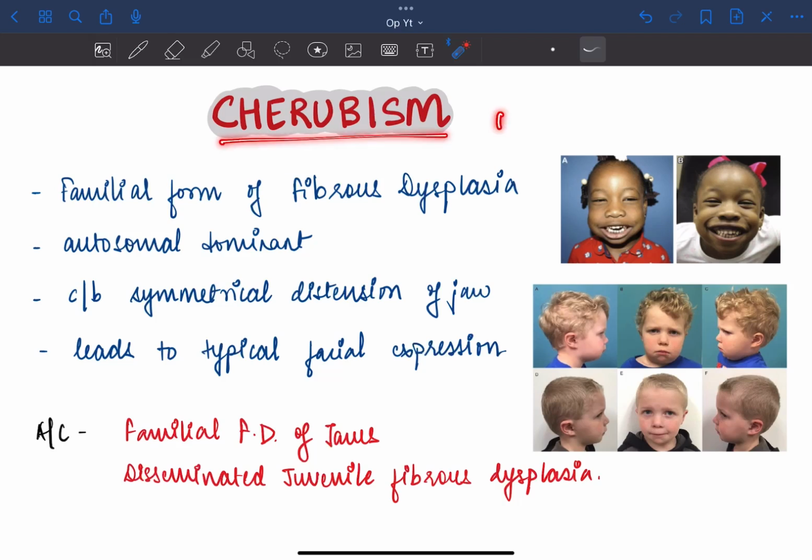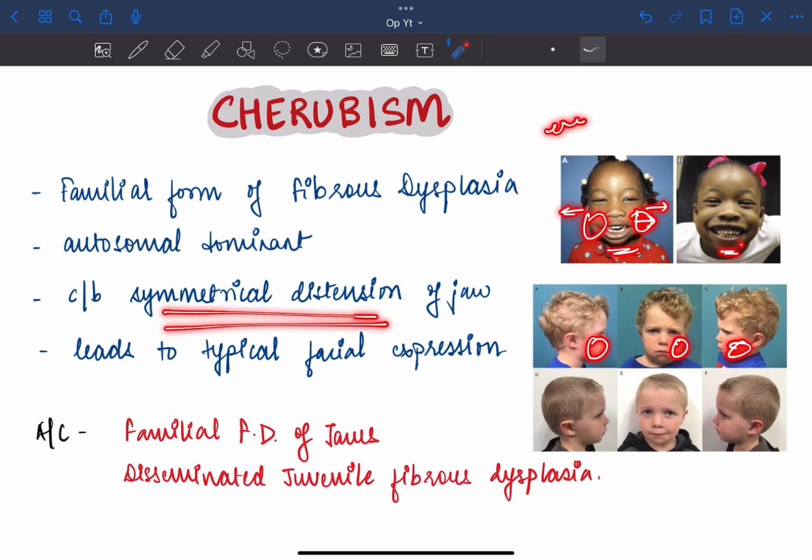So cherubism is actually, you can remember it by a cute lesion. What happens? The children look very cute because their cheeks look very chubby. You can see here. Now this chubbiness comes from the expansion of jaws. Their jaws expand in a bilateral and symmetrical fashion.